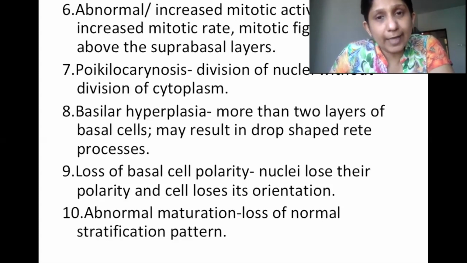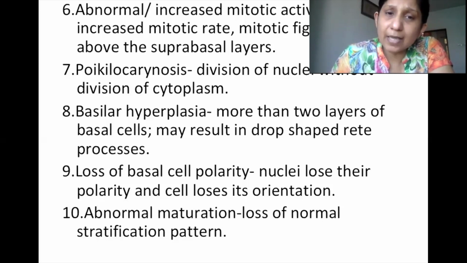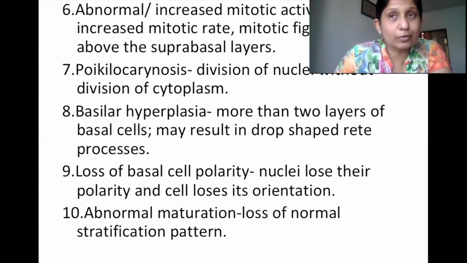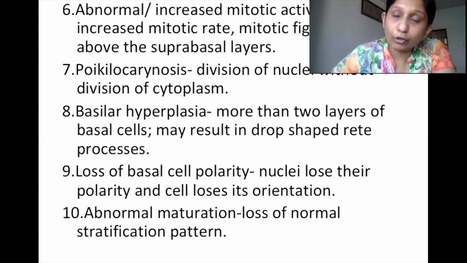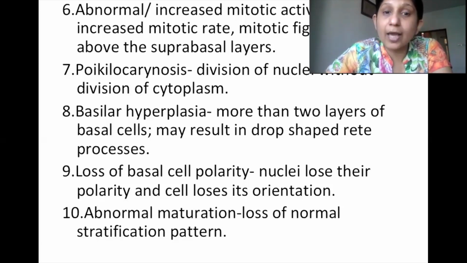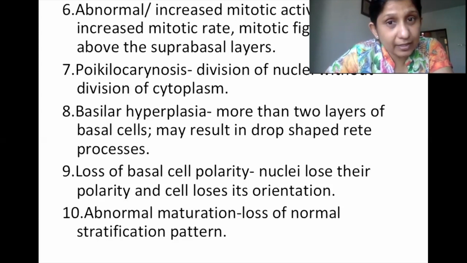The next dysplastic feature you need to know about is basilar hyperplasia. Now, basal cells are a normal feature. When you see basal cells, you will always find that there are 2 or 3 layers of basal cells normally. But when you find an increased number of basal cells, more than these 2-3 layers, that is when you call it basilar cell hyperplasia. As a result, this will cause teardrop shaped rete pegs.